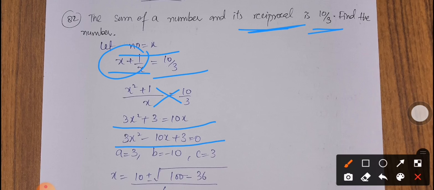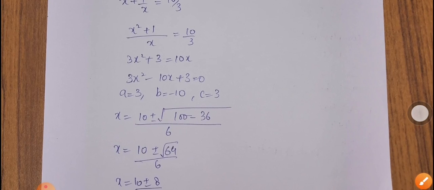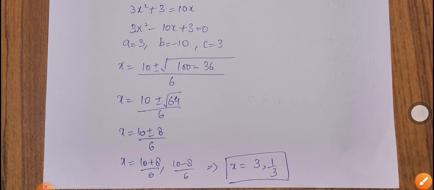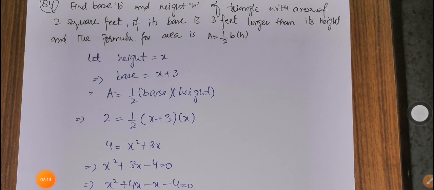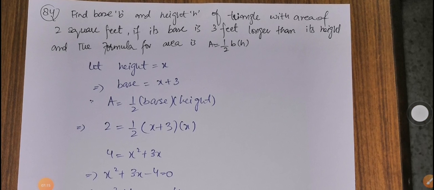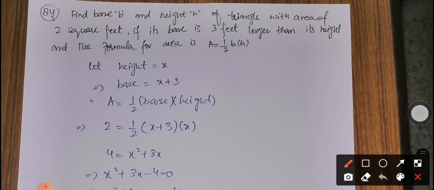and then we can shift 10x to the left hand side in order to make the general form of the quadratic equation: 3x square minus 10x plus 3 is equal to 0, with a 3, b minus 10 and c 3. Now we will apply the quadratic formula so that we get the answers 3 and 1 by 3. Next, we have question number 84. Find base b and height h of the triangle with area of 2 square feet if its base is 3 feet longer than its height, and the formula for area is half base into height.